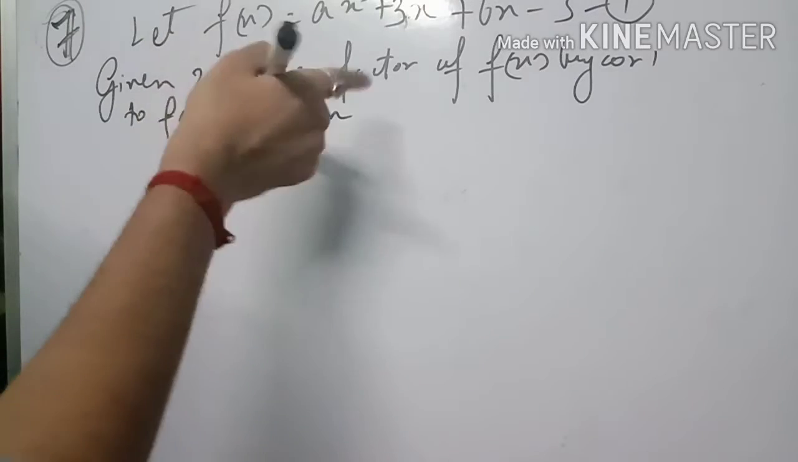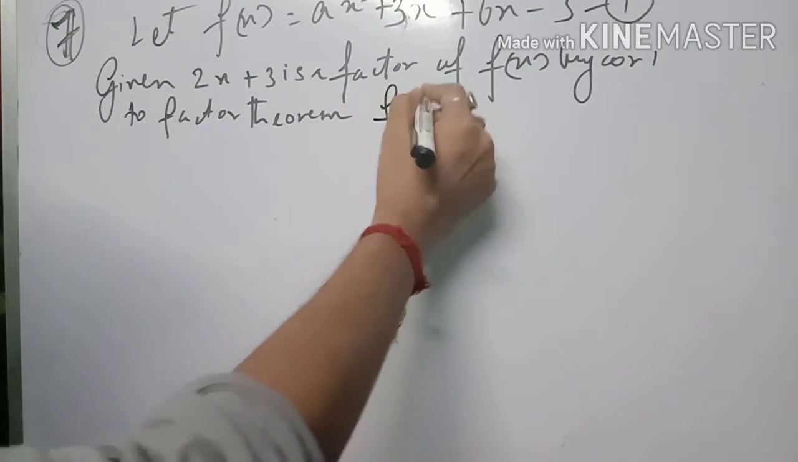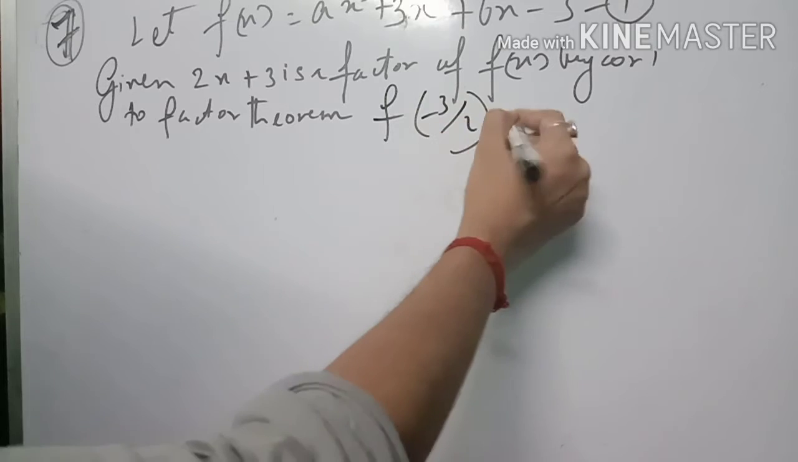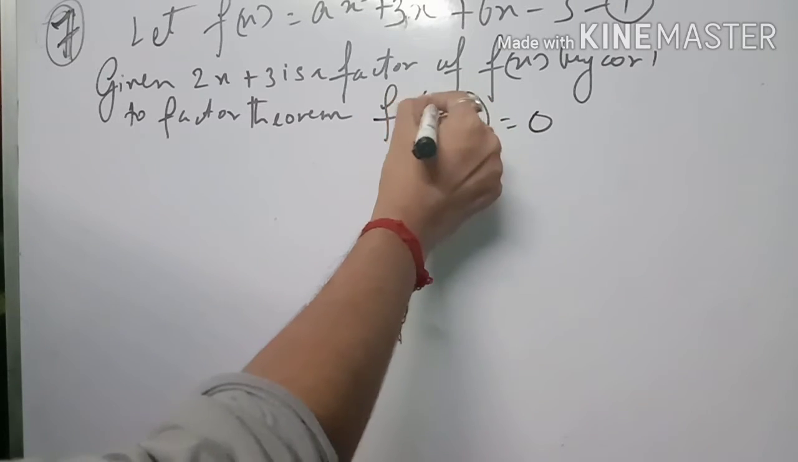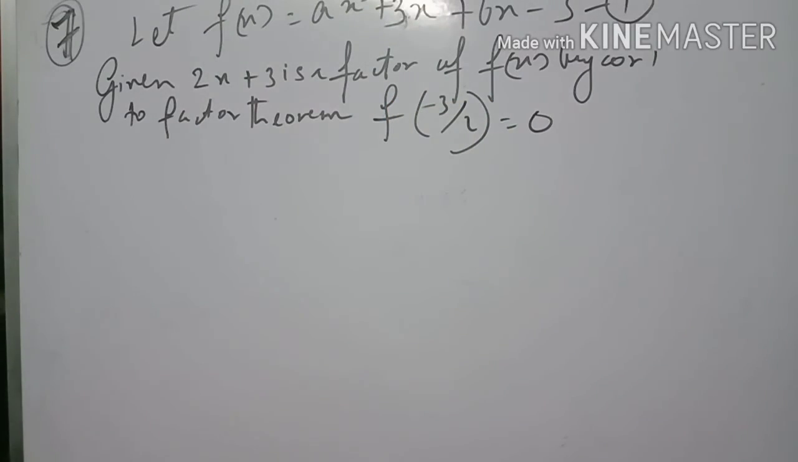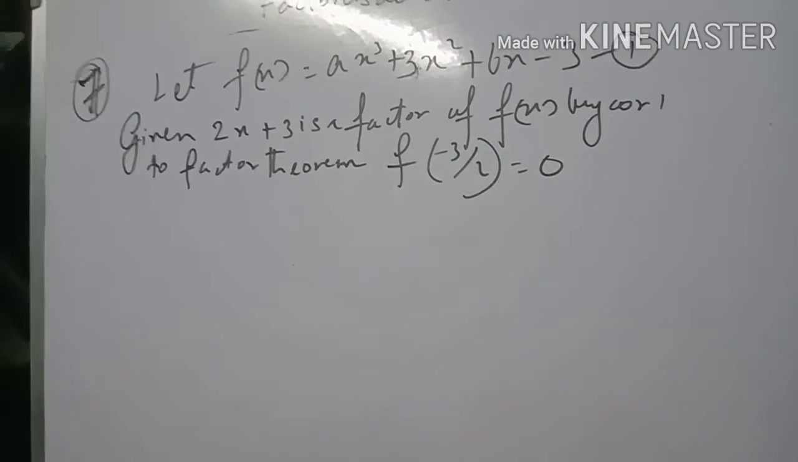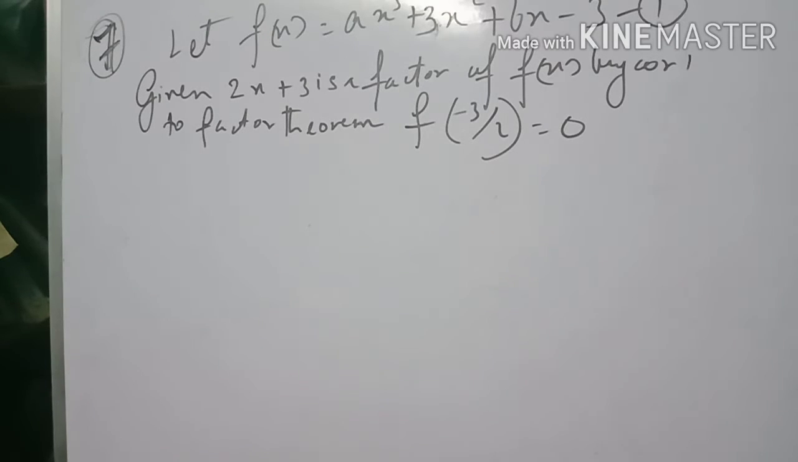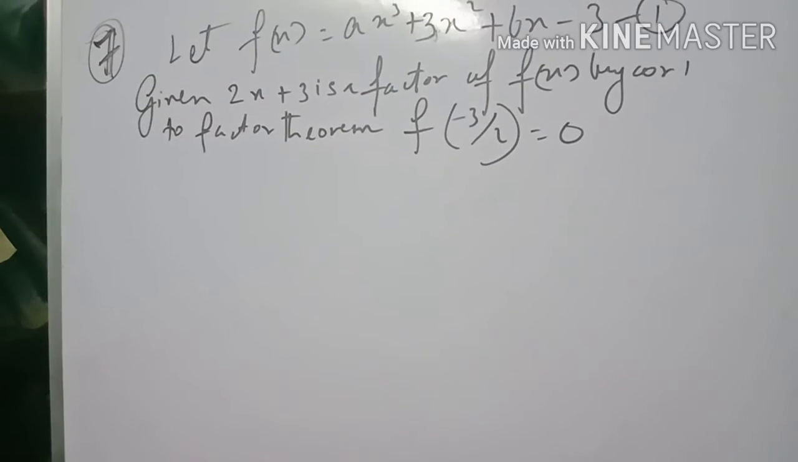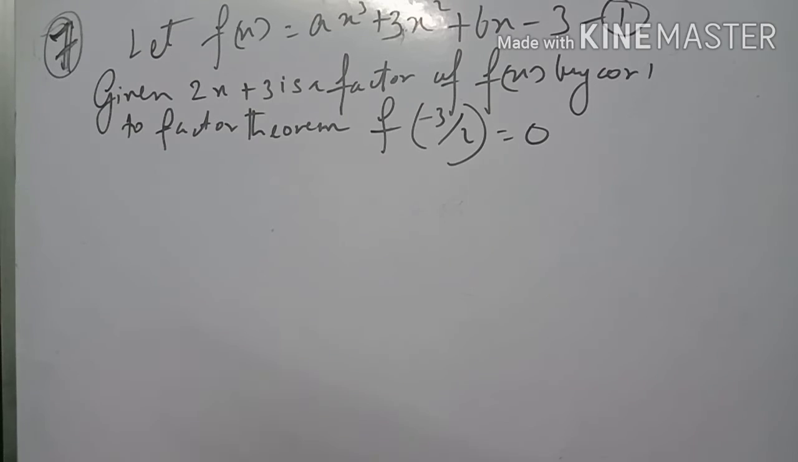it will become f(minus 3 by 2) equals 0. Let me make the minus more prominent here. I hope it is clear. Is anything getting cut? Okay, there's a thumbs up here. Fine.